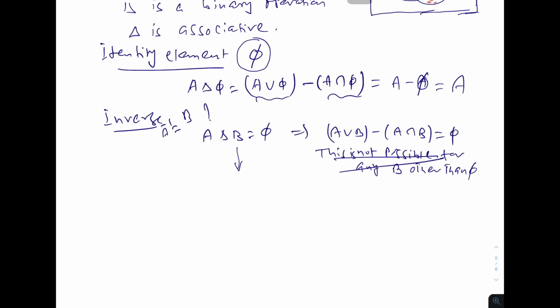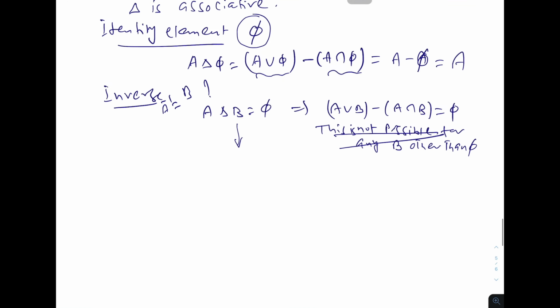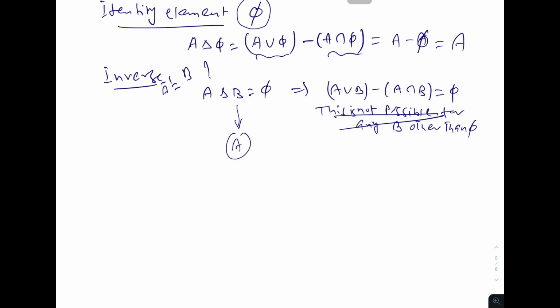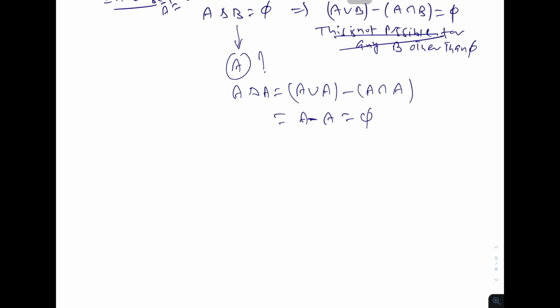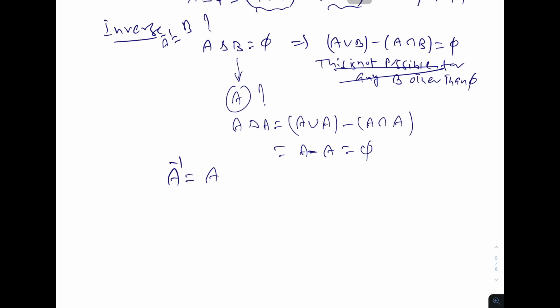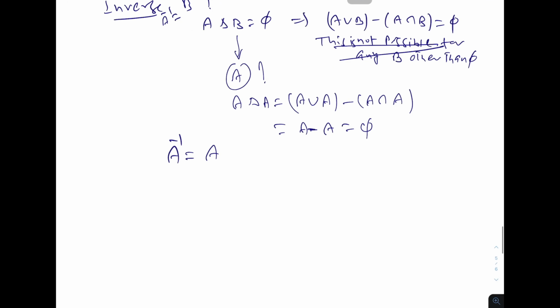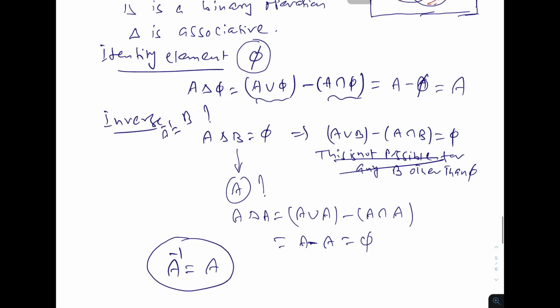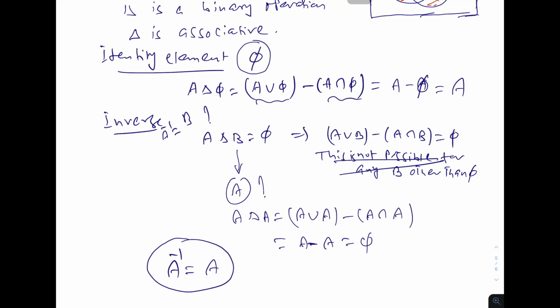Okay, which B is there for which A delta B is phi? So if we take A, it works. Let us see. A delta A equals A union A minus A intersection A. So this is A minus A, and so it is phi. So what does it mean? It means that every element has an inverse. So A inverse is A. A set becomes its own inverse. Okay. So here A inverse is A, and the identity element is phi. So in this way you have the option.